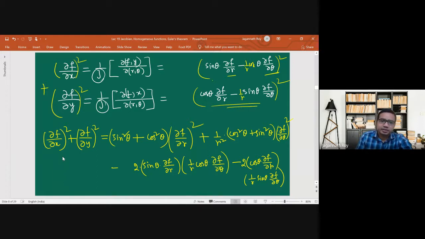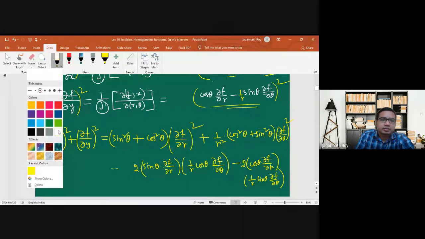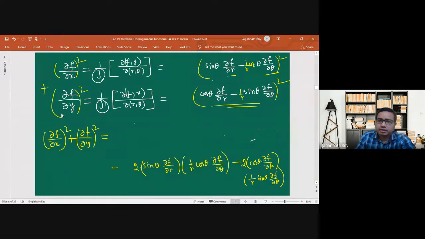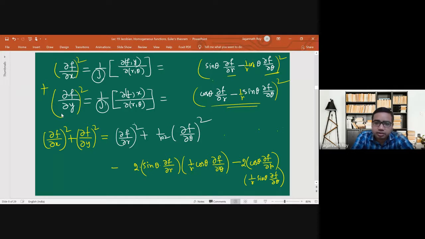Let us try to simplify it. So here this will become 1, again this will become 1. So let us write down. From the first two terms we'll get del f del r whole square plus 1 by r square into del f del theta square. Okay, this one our target.